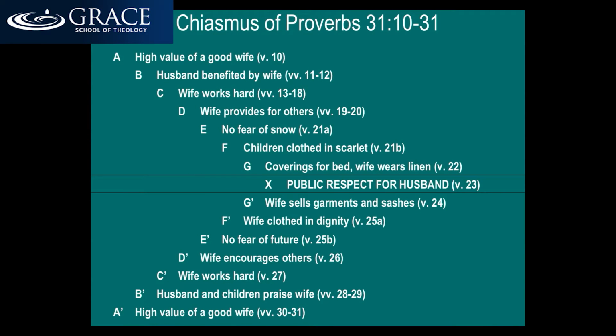One of my favorites, Proverbs 31, because this is about the godly wife, who can know, who can find. So it drives us to the key point that there's a public respect for the husband at the gate. And all of this leads to that, then backs out, and it begins high value of a good wife, high value of a good wife.